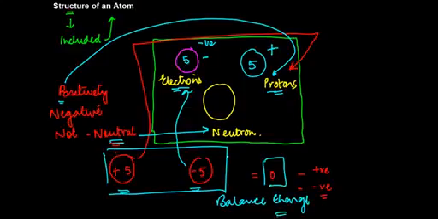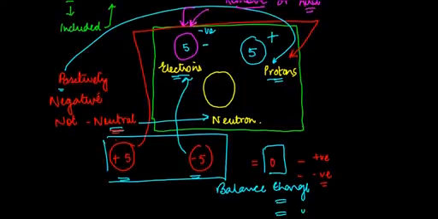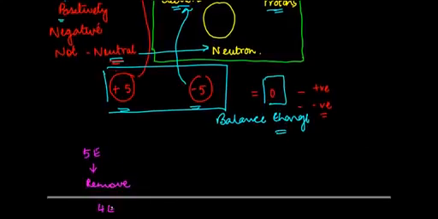But what can also happen is that through chemical processes, you can remove or add an electron to the atom. So let's say for example, if you have 5 electrons, and you remove one, how many electrons are left? We are left with 4 electrons. How many protons are there? There are 5 protons.